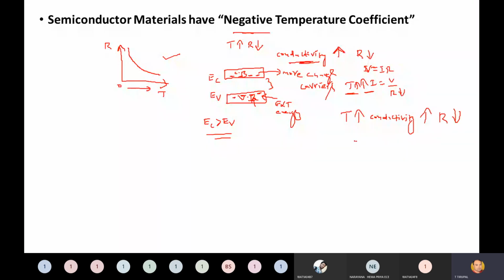This happens only in semiconductors, and therefore I can say all semiconductors possess a negative temperature coefficient. Right? Next.